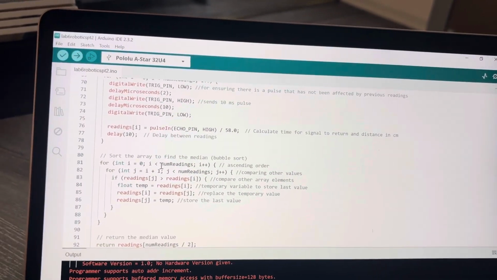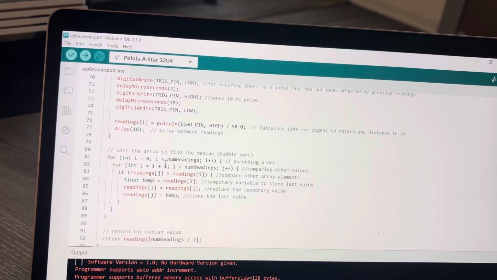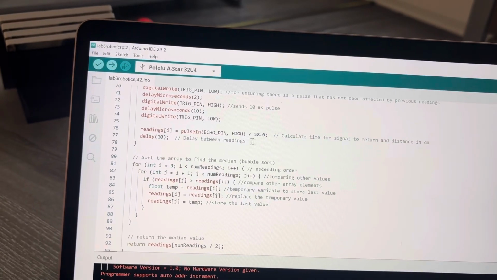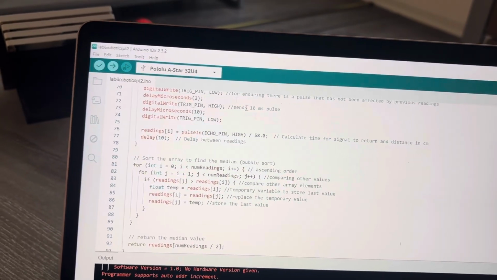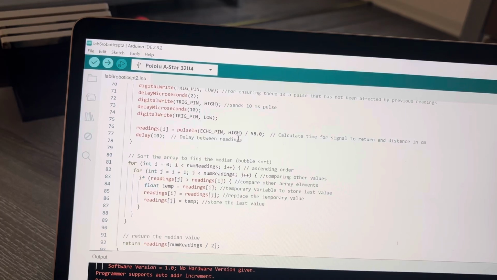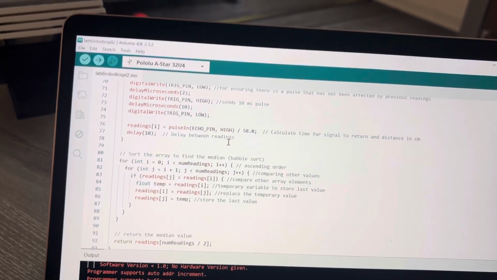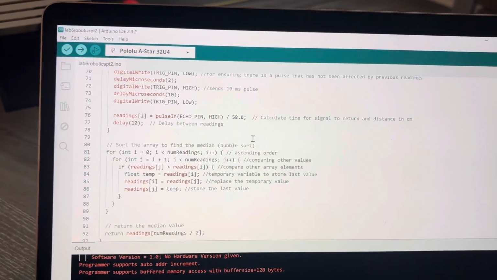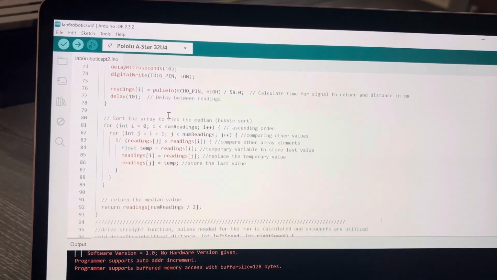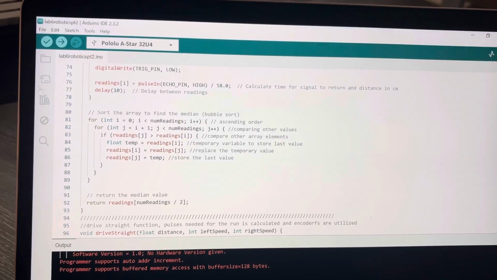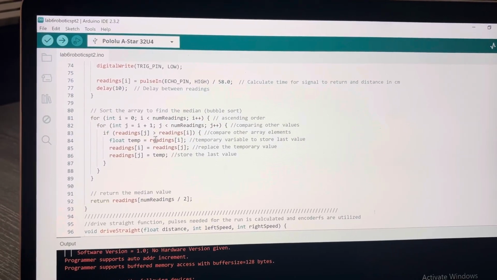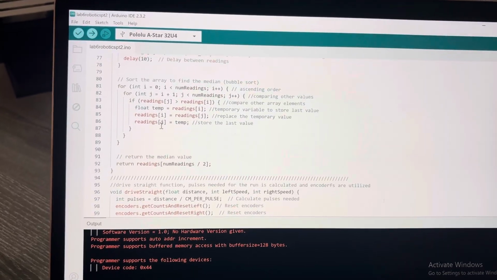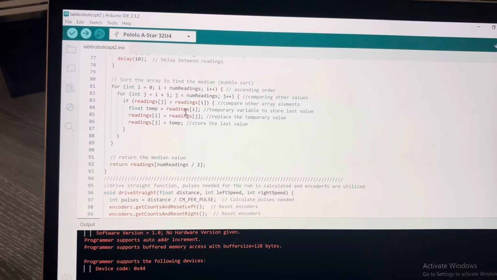Then I use an array. Well, first off, this calculates the time for the signal, pulsing the echo pin high. It calculates the time for the signal to return, and then by dividing it by 58, I get the distance in centimeters. So I had this for loop for the array, which is a bubble sort to find the median reading. So I have all of this.